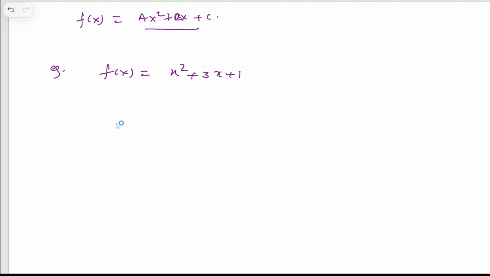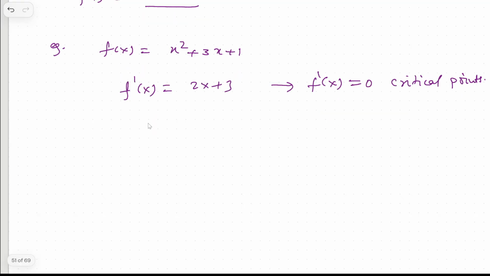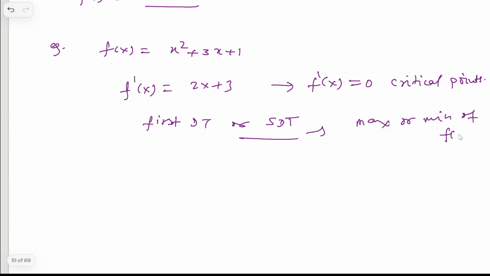Now, for this optimization, what we used to do? We used to calculate f dash x and then equate this to 0 to find the critical points, right? And then based on either the first derivative test or the second derivative test, we used to find the maximum or minimum value of f(x).